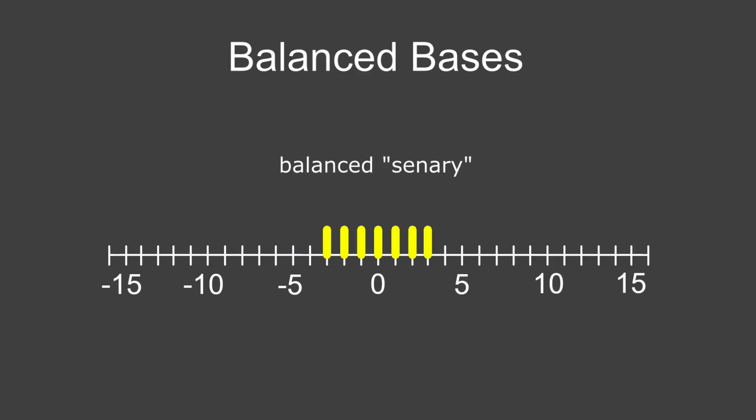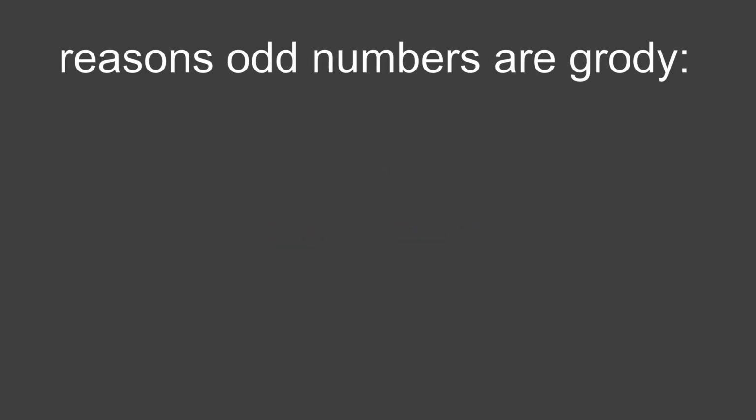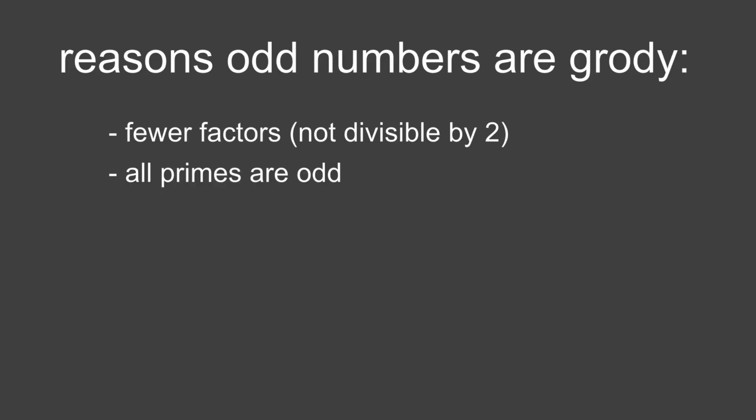This immediately seems pretty convoluted, like you have to do computation in your head just to read a number, but we'll get to that. You might notice that in order to be symmetric, we have to use an odd number of digits, and therefore an odd base. And yeah, there is a reason odd numbers seem gross. Odd numbers have fewer factors, and all prime numbers are odd.